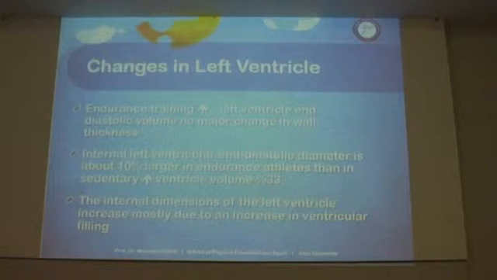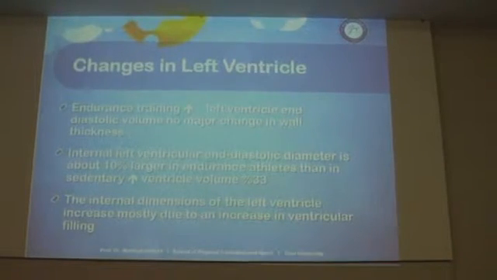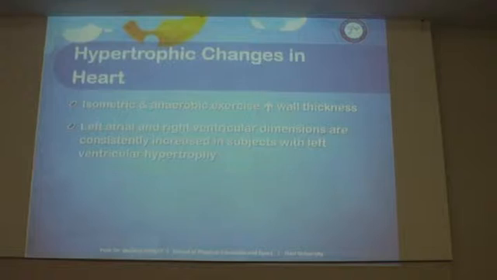But endurance training increases left ventricle end-diastolic volume, but with no major change in wall thickness. Internal left ventricular end-diastolic diameter or dimension is about 10% larger in endurance athletes than in sedentary people. So ventricular volume differences will be seen in 30%. The internal dimension of the left ventricle increases mostly due to increased ventricular filling. So the heart finds too much blood in the left ventricle.